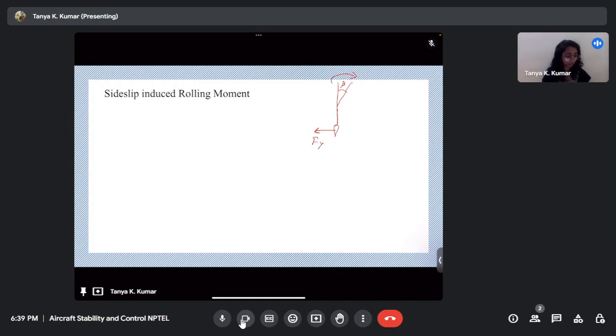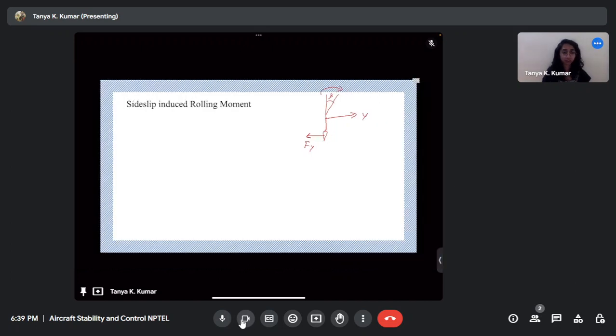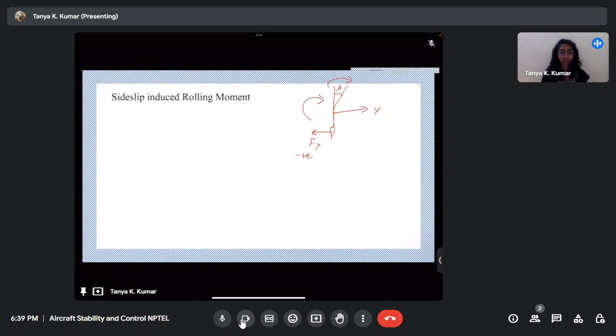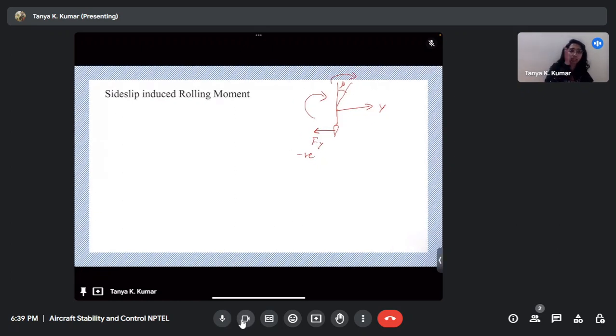Your positive y-axis is in this direction, right? So this is your positive y-axis. So Fy is negative, correct? And it produces a rolling moment, a yawing moment, right? It produces a yawing moment that negates the effect of beta.